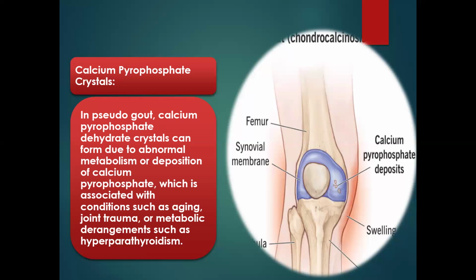calcium pyrophosphate dihydrate crystals. When there's metabolic derangement, such as in hyperparathyroidism, the parathyroid gland is overfunctioning, producing much that is not required and is not being regulated by the feedback mechanism of the body. Then it can lead to the body producing excess of this calcium pyrophosphate, which can now form crystals and be deposited in the joints. And that's known as pseudo-gout.